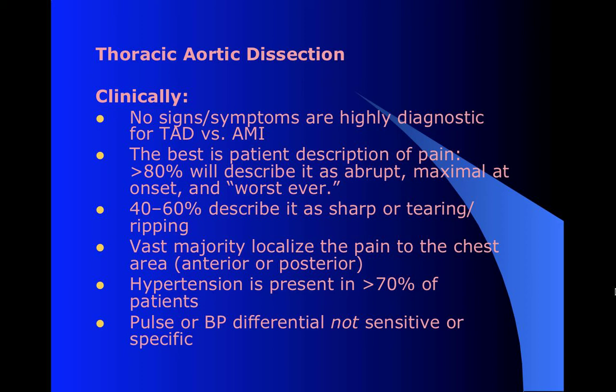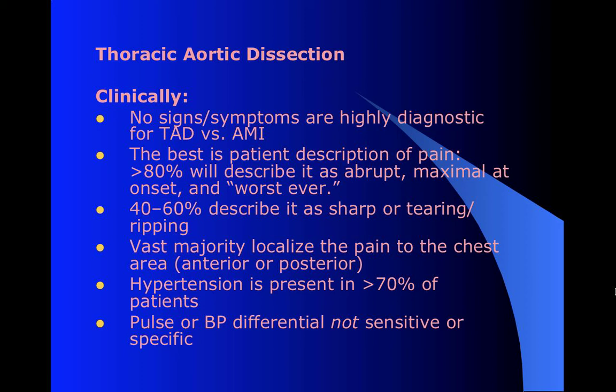At least half will say it's a sharp or tearing pain, maybe ripping. That's very descriptive. Not everyone will say that, but when you do hear it, it should make you think dissection. Almost everyone will say it's in their general chest area, sometimes in the back, but in the thorax, let's say. A lot of them are hypertensive, mainly because hypertension is a risk factor for getting these dissections.